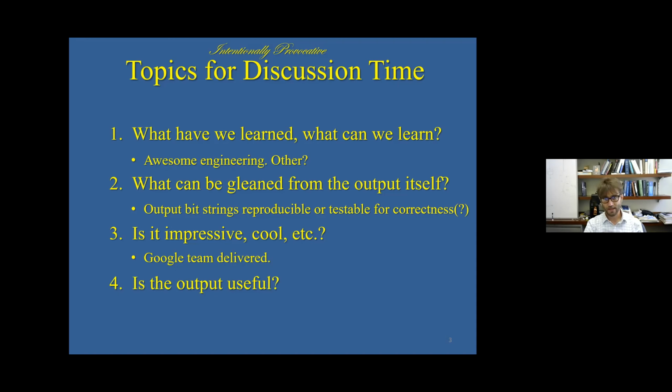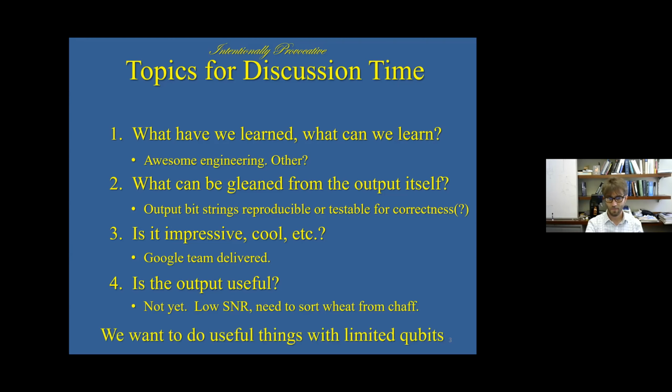And then last, of course, is the output useful? I'm going to say probably not yet. Very low signal to noise ratio, as I was discussing. We need to find a way to sort the results that were produced without an error from those that are simply classical noise from the errors. So we want to do useful things, and we still have limited qubits.